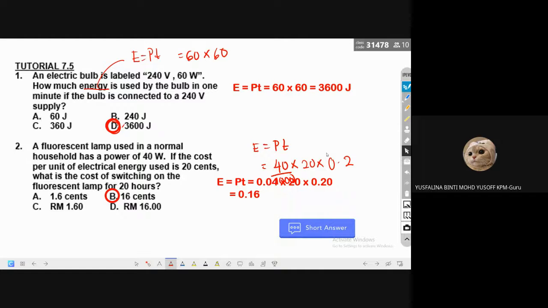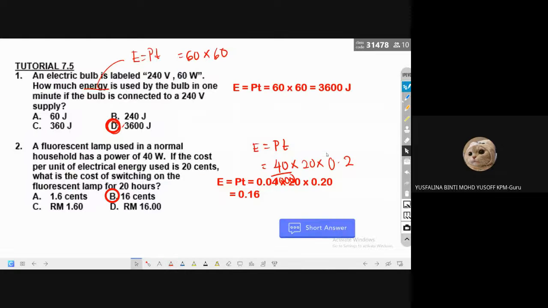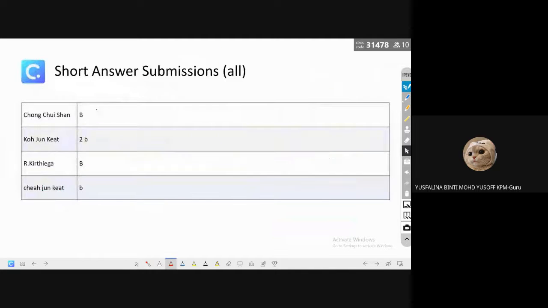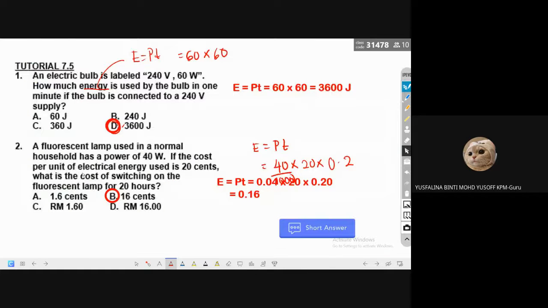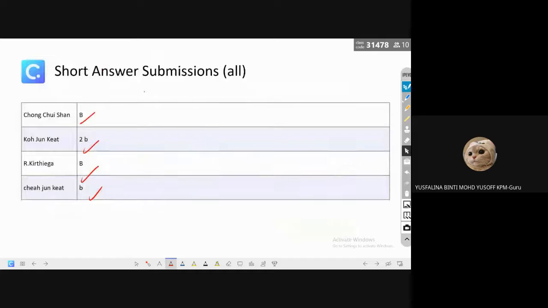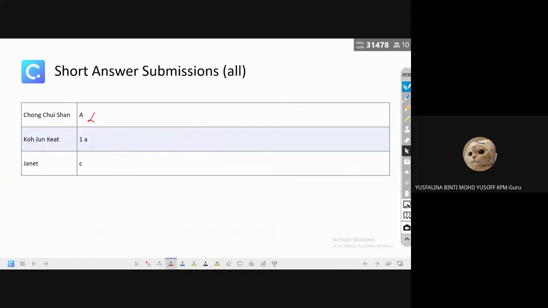So macam tak, kalau kat Malaysia tak lah kan. So the answers: the second one is D, number one is D. Okay, so I will continue this one during class.